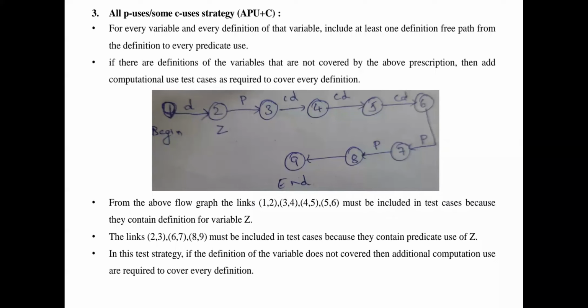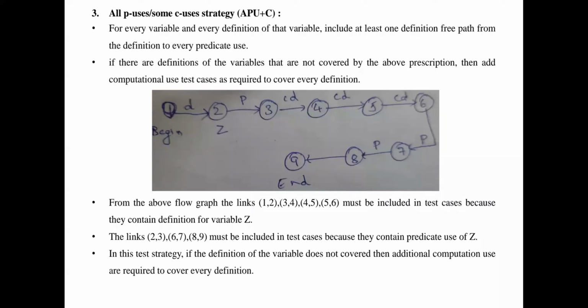This applies for every variable and every definition of the variable. Generally the strategies apply for every variable. If you are defining three variables x, y, z, it will apply for x, for y, and for z. That's why we say every variable and every definition of that variable includes at least one definition-clear path from the definition to every predicate use. Compulsorily, one definition path has to be taken, followed by the predicate.